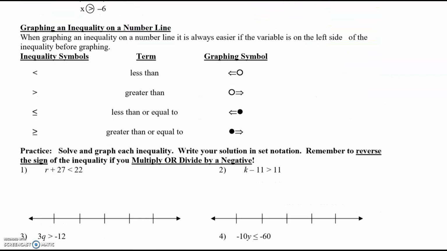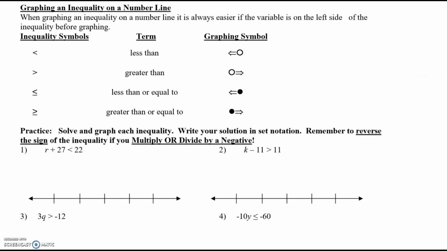Okay, there's some notation I want to make sure you know before we start graphing these on a number line. When graphing an inequality on a number line, it is always easier if the variable is on the left side. So that's just something that helps out. You can keep it on the other side, but sometimes it's confusing when you go to graph it on a number line. So that's important.